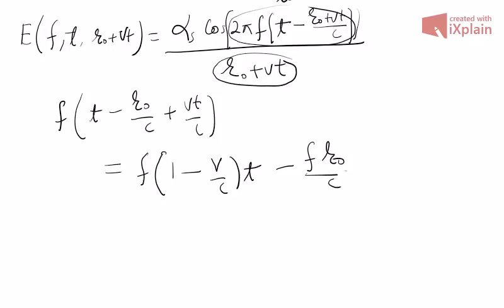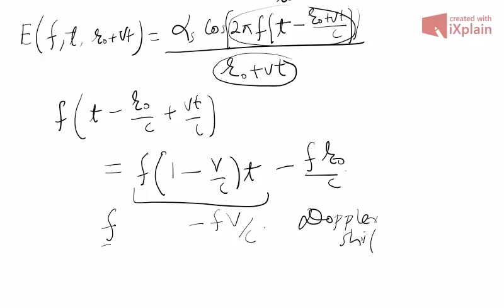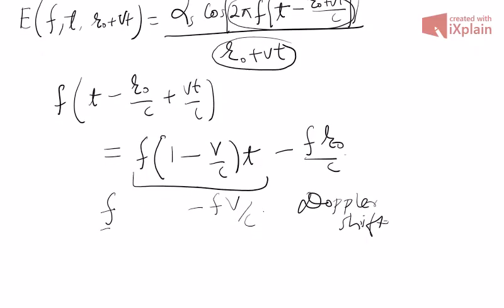So what has happened is that if you look at this part, it looks like the frequency was actually f, but now there is a shift in frequency by the amount minus f v by c, and this we call the Doppler shift. This has happened because of the motion of the receiver.